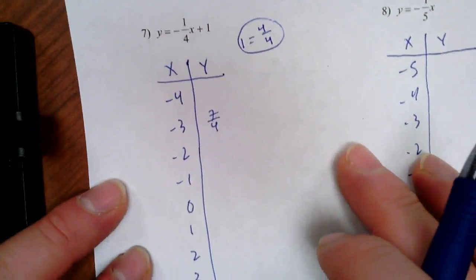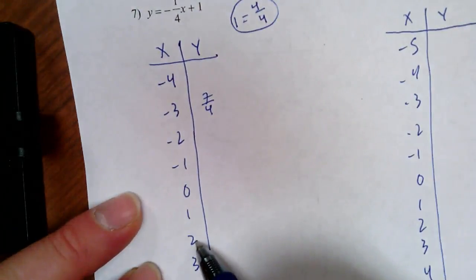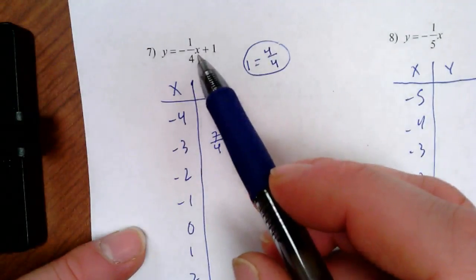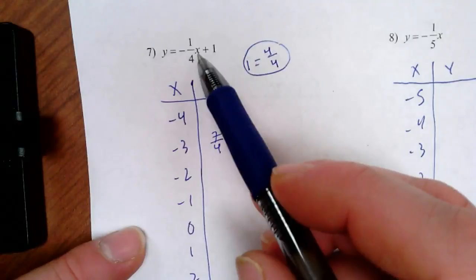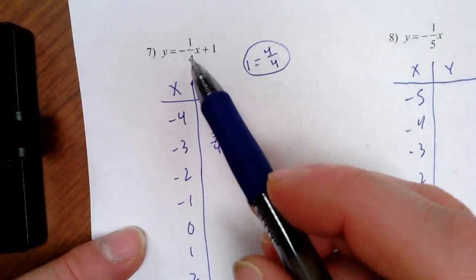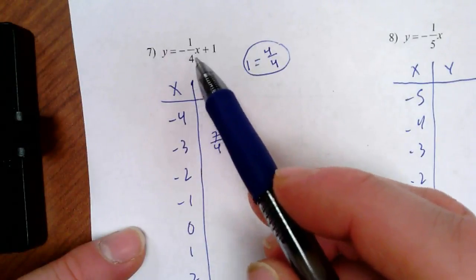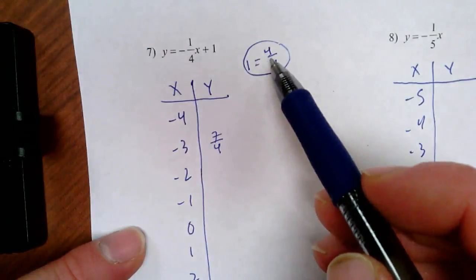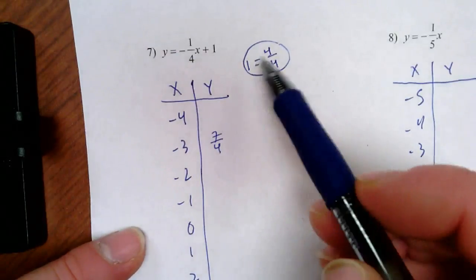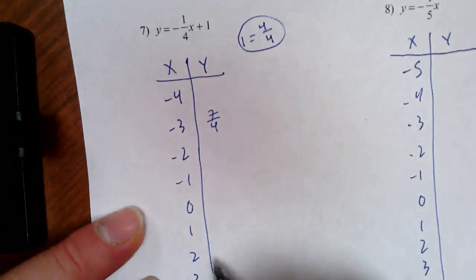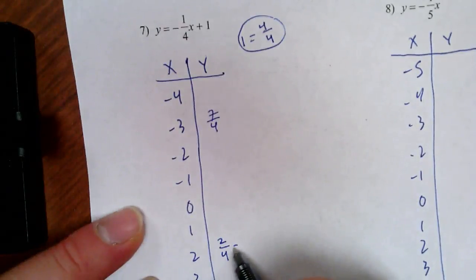Let's do another one down here. I'll do this 2 here. Okay. Positive 2, substitute positive 2 for x. I have 1/4 times 2, which is going to be 2/4. And then, of course, that's a negative 2/4, because there's a negative out there. So negative 2/4 plus an additional 4/4 is going to give us a positive 2/4, which, by the way, is 1/2.